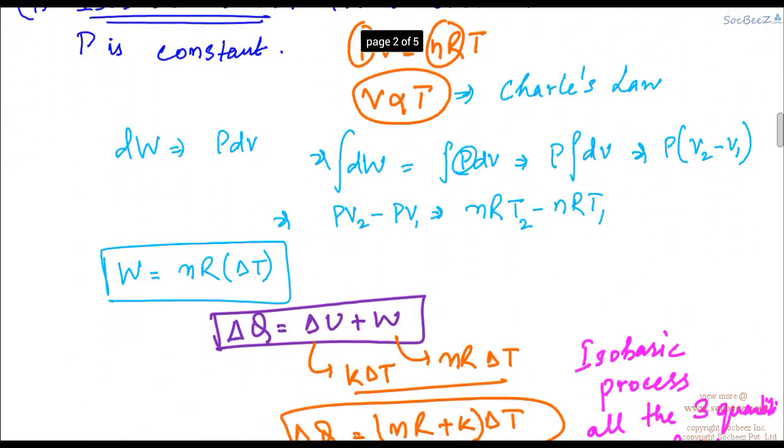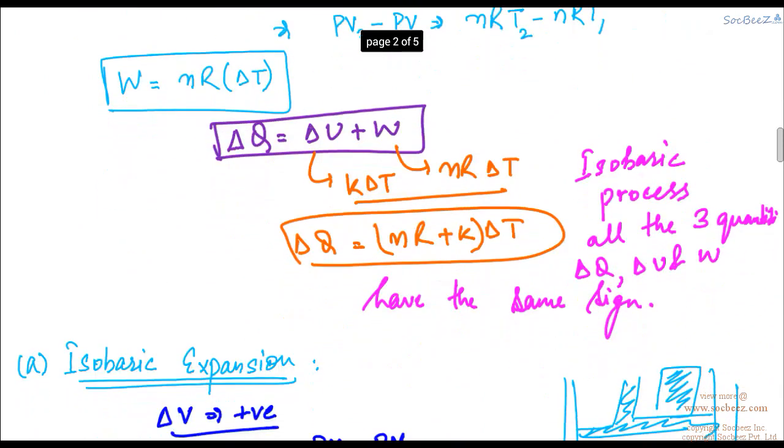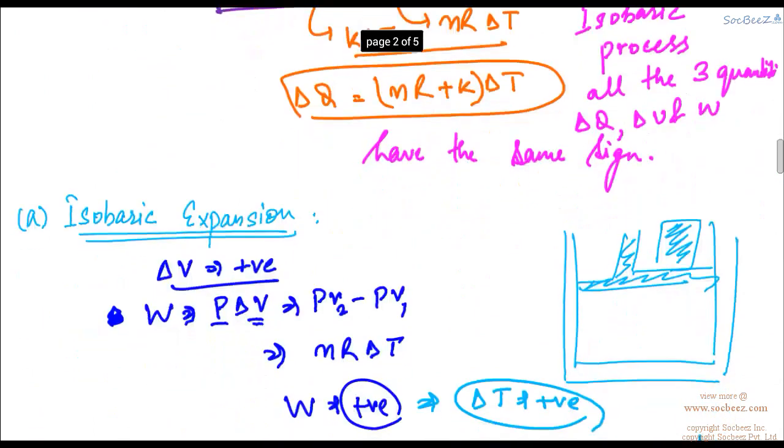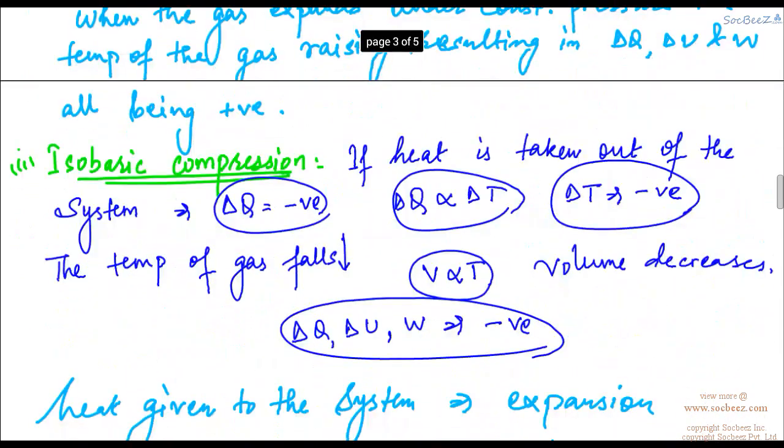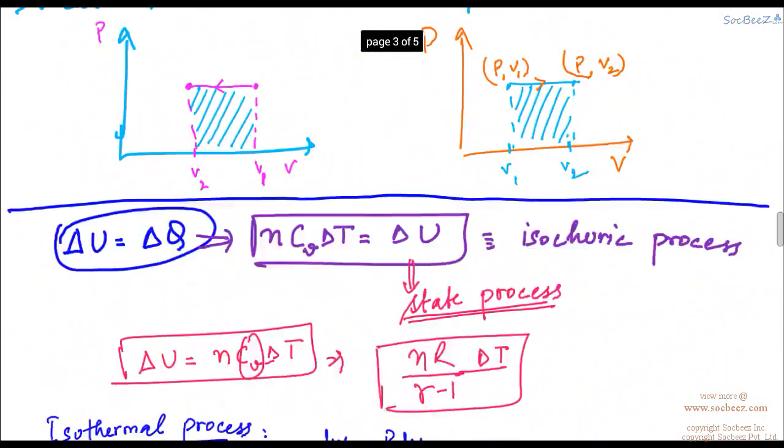Under the isobaric process, the pressure is constant in the process. So all the three terms have the same sign. If heat is supplied to the system, the delta T is positive, that is the temperature increases, and the work done by the gas as well as the internal energy is positive. And if heat is taken out of the system, all the three terms are negative.